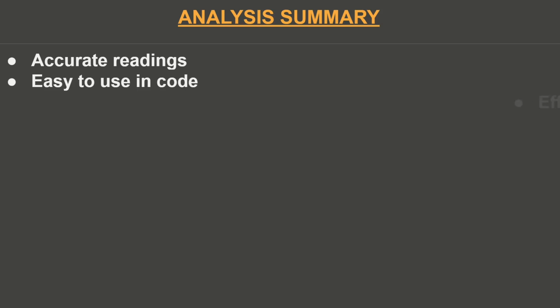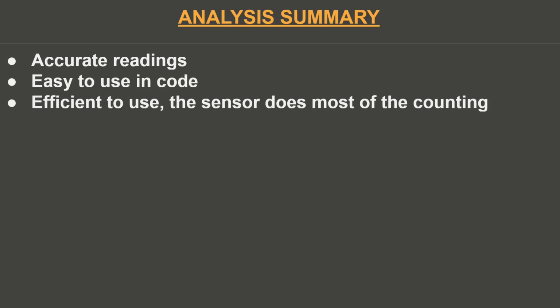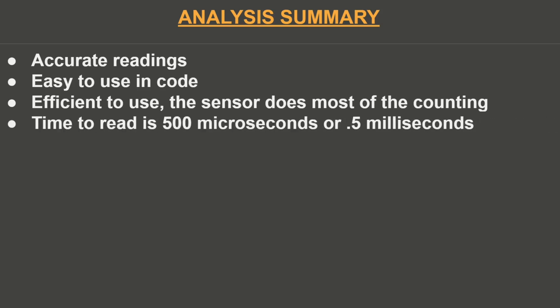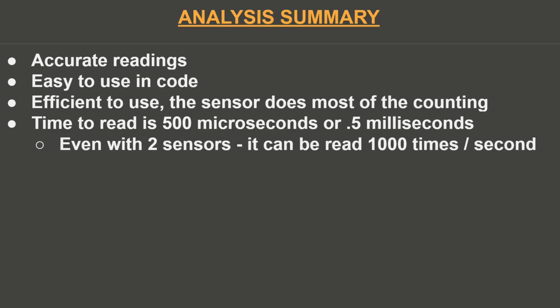It's efficient to use because the sensor does most of the counting. We don't have to count between 0 and 496. The sensor's keeping track of that part of the count. We're just grabbing that value infrequently and then adding the values to our position. That's a very efficient way of working with a rotary encoder. The time to read is 500 microseconds, or a half a millisecond. Even with 2 sensors, that means it can be read about 1,000 times a second. So I'm really happy with that.